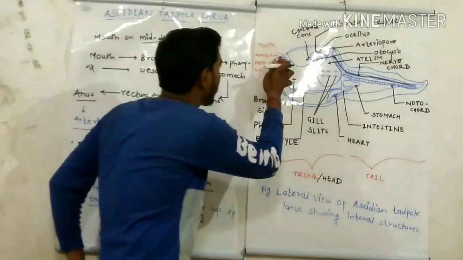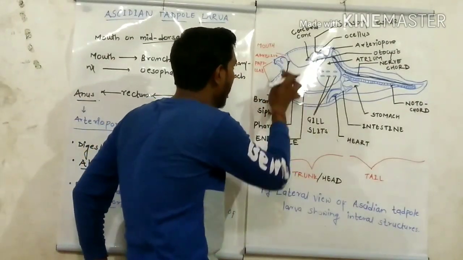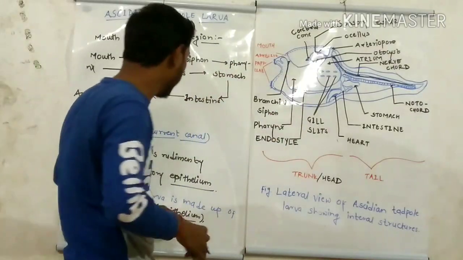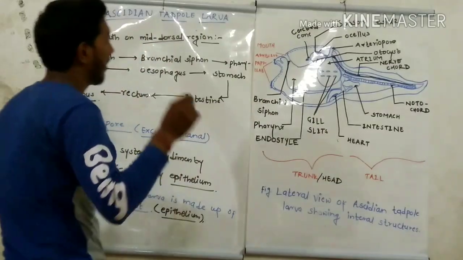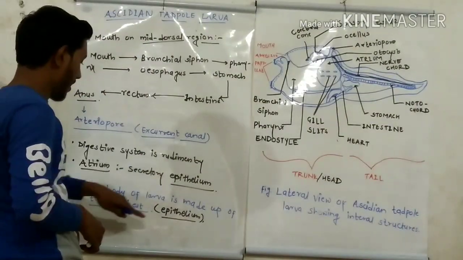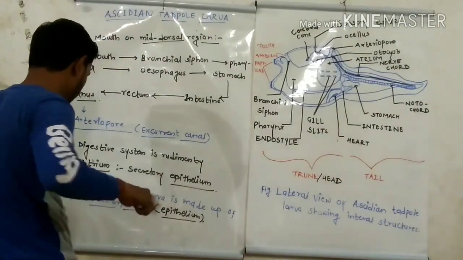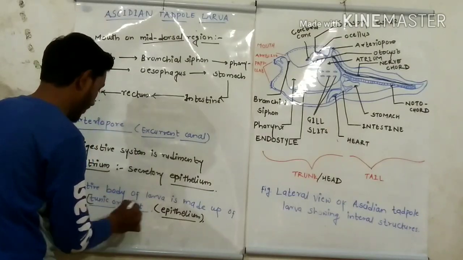Okay, the outer one is the tunic covering, and below that is the presence of the epithelium. This outer covering is made up of tunic or the test.